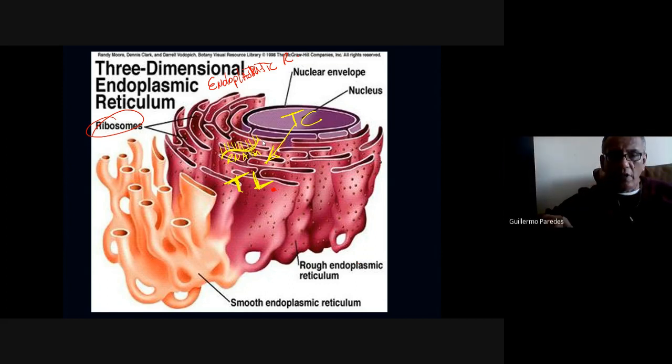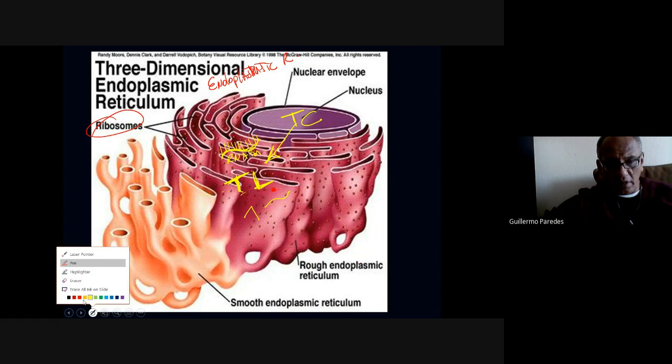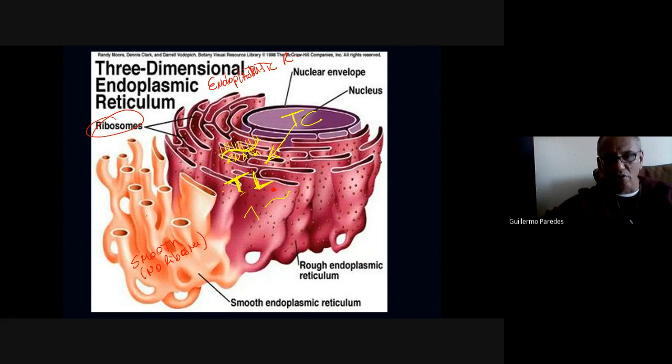Okay. So now, after that, you already have the primary protein, then the secondary protein, and they're going to travel towards the other endoplasmic reticulum, called the smooth endoplasmic reticulum. Why is it called smooth? Because it has no ribosomes, that's why it's naked. And the endoplasmic reticulum that has the ribosomes is called the rough endoplasmic reticulum, because it contains the ribosomes.